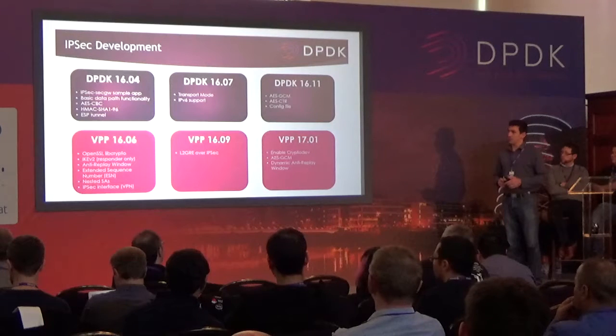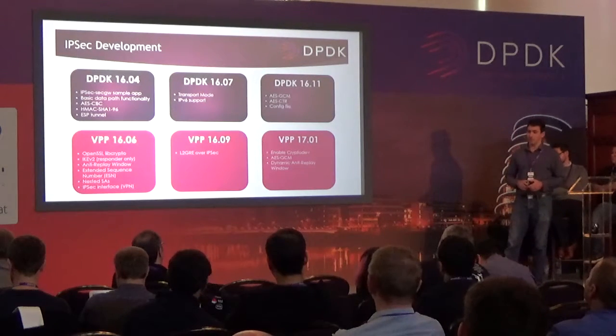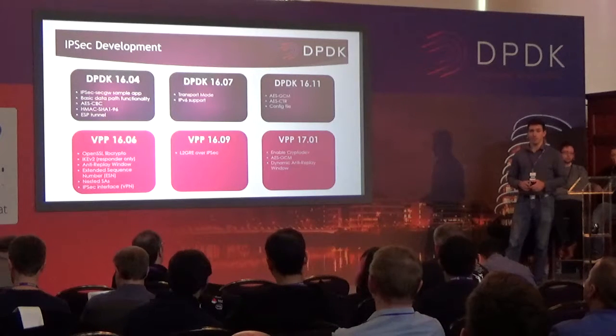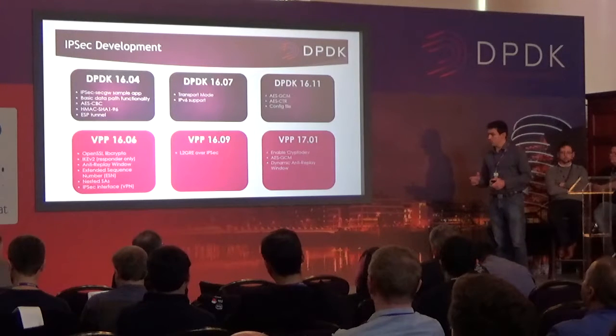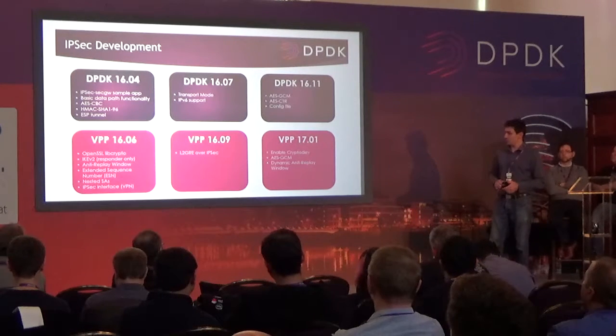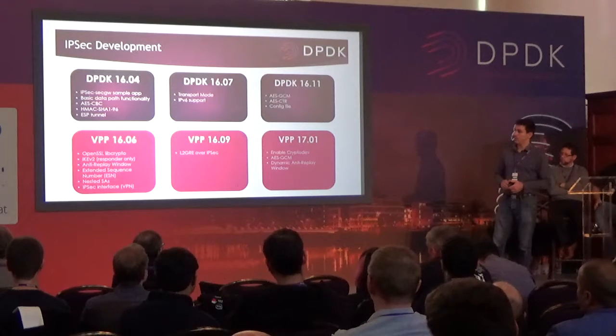We want to try to measure what real IPsec performance we can get in a platform, and for that, we need all the features that an IPsec implementation requires. So VPP, the first stable release was 1606. They have an IPsec implementation with OpenSSL.